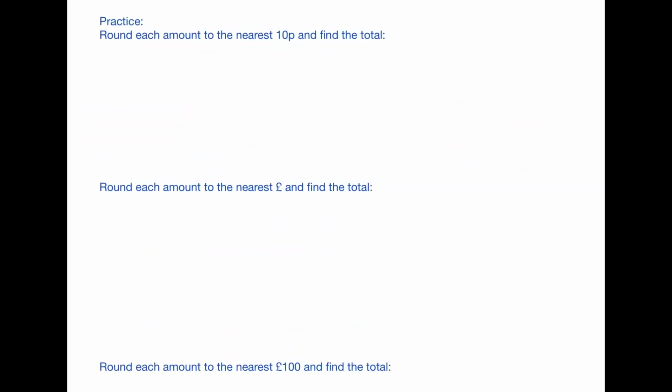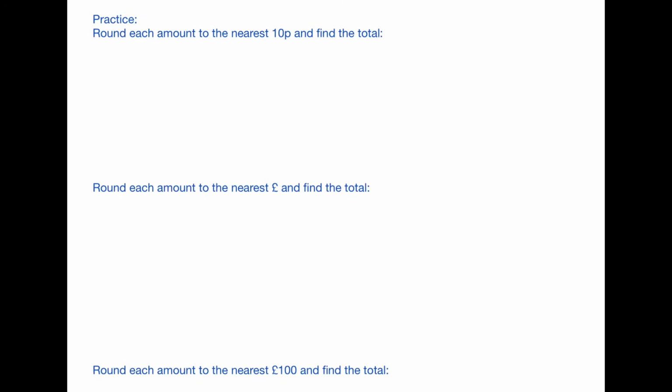Okay, so to start with, I'm going to give you some amounts of money. We're going to round each amount to the nearest 10 pence, and then we're going to find the total. The amounts of money that we're starting with are 43 pence, 88 pence, and 21 pence. So we're going to round each of these to the nearest 10 pence.